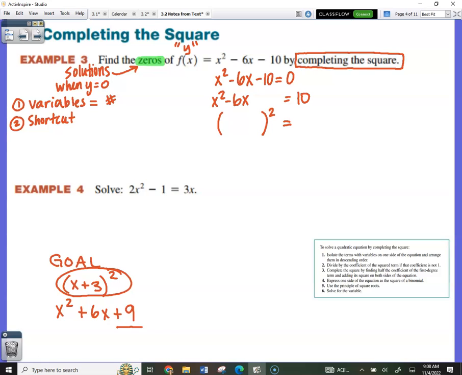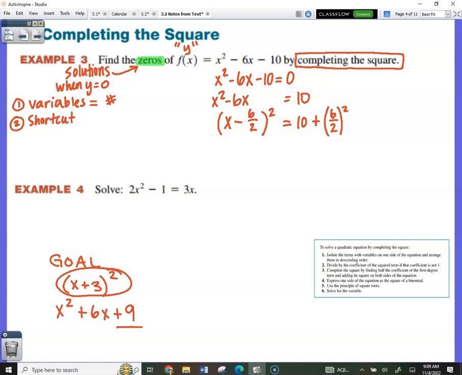Here's where the shortcut comes from. Copy the x, copy the sign, b over 2. What's b? 6. 6 over 2. Close parentheses squared. Equals, bring the 10 down. Add b over 2 squared.